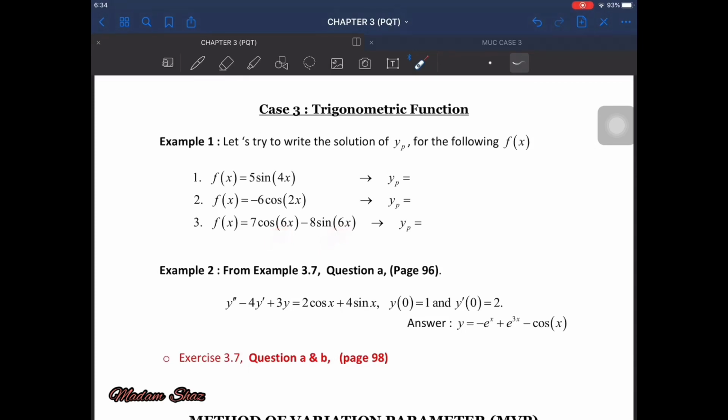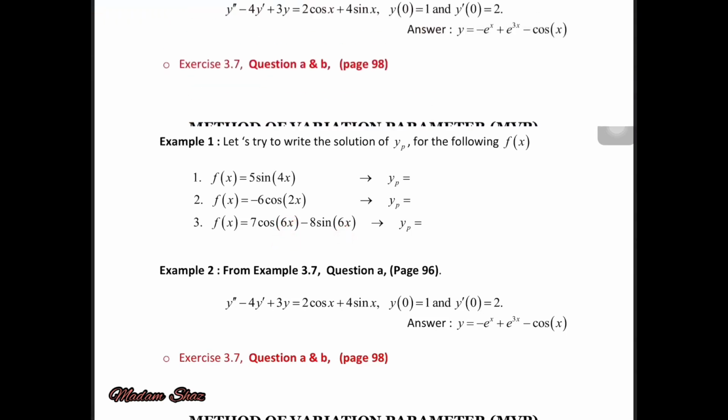If the argument is not the same, let's say this one is 7 cos 3x, but this one is negative 8 sine 6x, this is not considered for case 3. This one is for case 4. Case 4 is not in our syllabus.